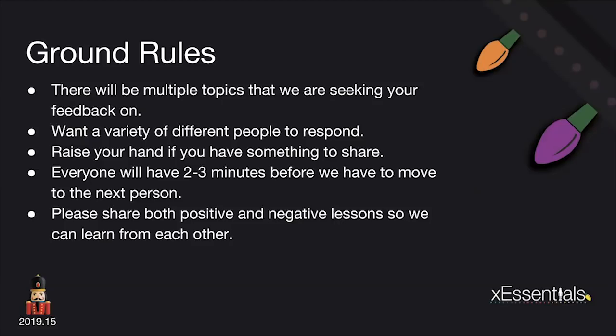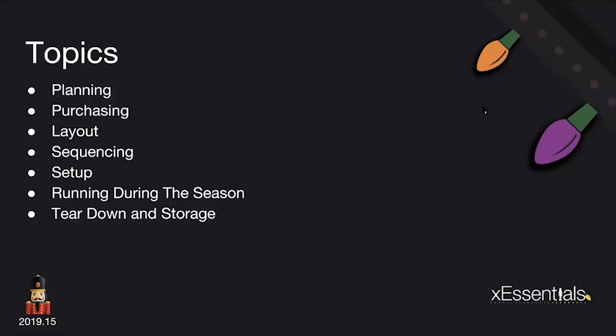The 7 different areas we're going to discuss are planning. How did you go out and plan your display? What kind of tools did you use? What kind of methods did you use? How did that reflect? We'll get into some suggested talking points in a second. Purchasing: did you buy the right amount? What did you do there? Your layout: how did you develop your layout? What were the things there? Sequencing, setup, running during the season, and then tear down and storage. Looking at those, be thinking right now of what went well and what didn't go well under those areas, and think about what you could share with the group.